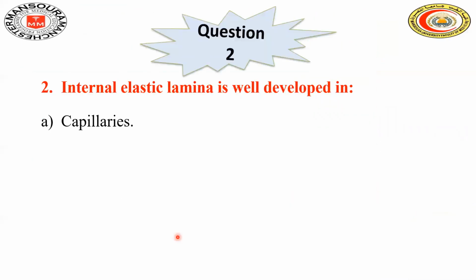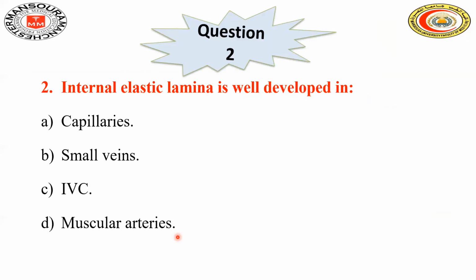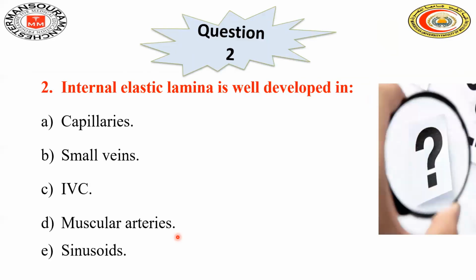Second question: internal elastic lamina is well developed in which one of them? We mentioned that it is muscular arteries. Yes, that's right.